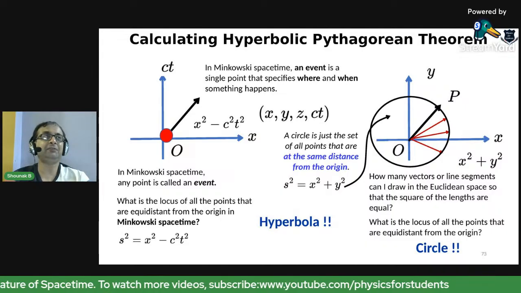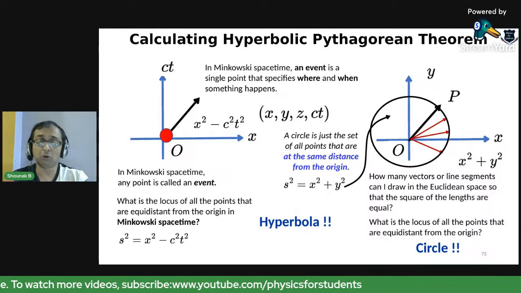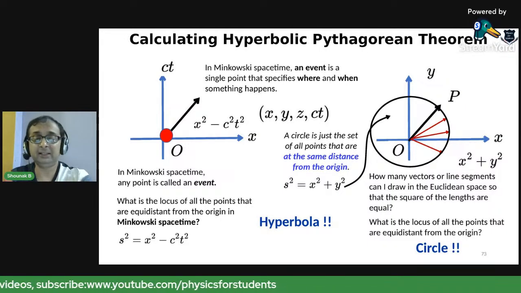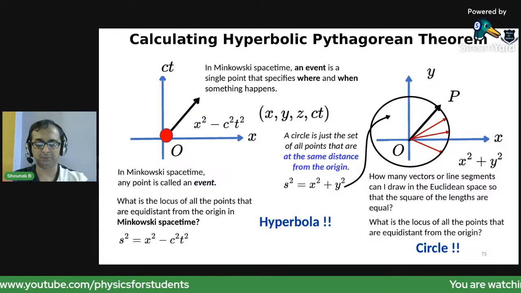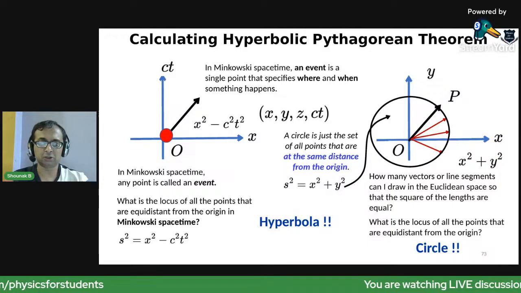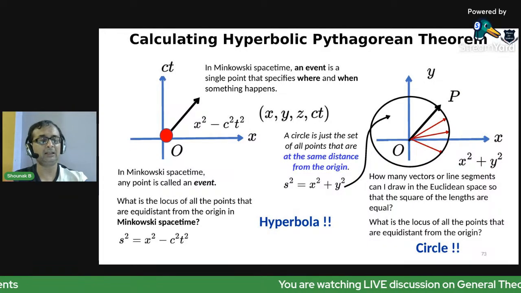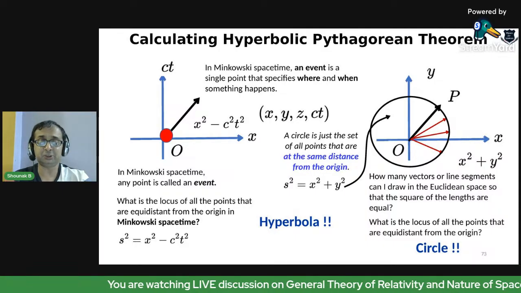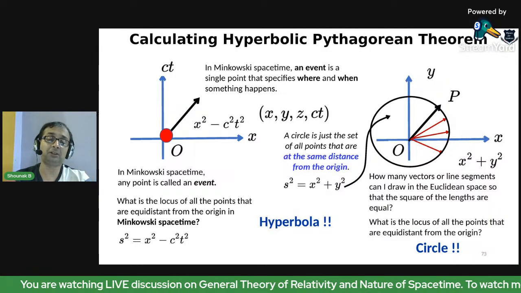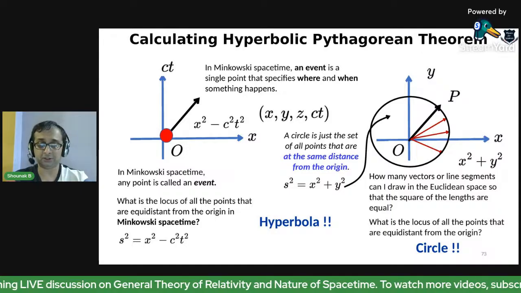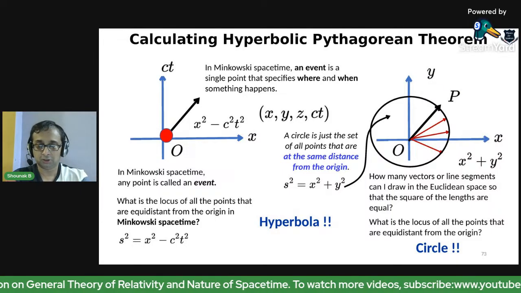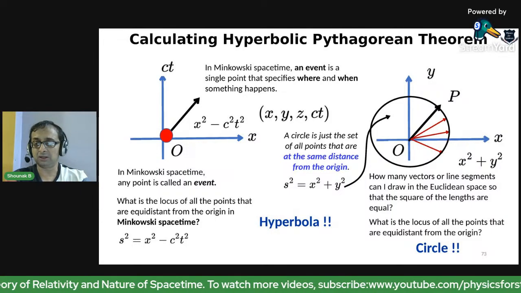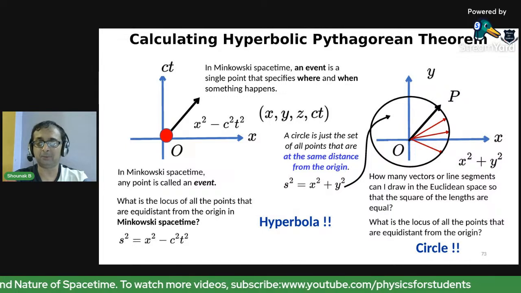So I can reframe the question: what is the locus of all the points that are equidistant from the origin? What is the locus? You might say that I can draw infinitely many lines, right? But in Minkowski space, what is the locus of all the points that are equidistant from the origin? Now here actually the problem comes.